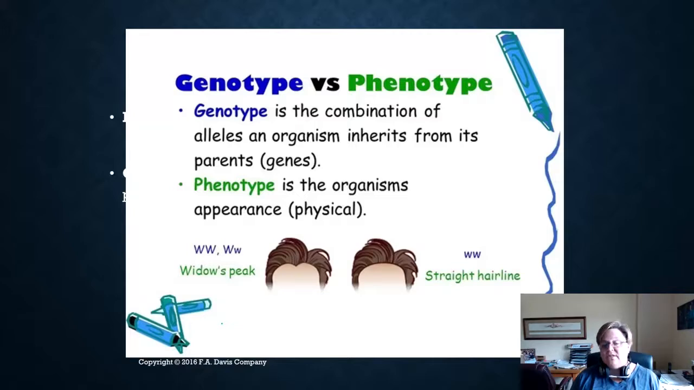The genotype versus a phenotype. The genotype is a combination of alleles an organism inherits from its parents. A phenotype is the organism's actual appearance. So I might inherit my genotype from my parents, but I may not necessarily show that characteristic. So for the widow's peak, I might or I might not have that characteristic, even if I've inherited it. So how that trait actually exhibits itself is important.